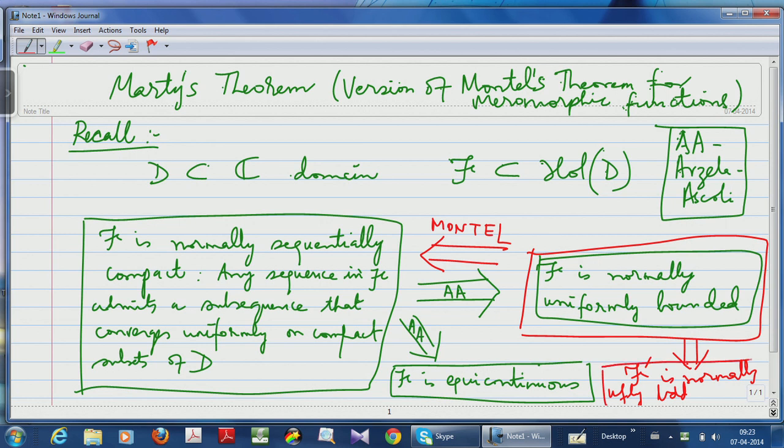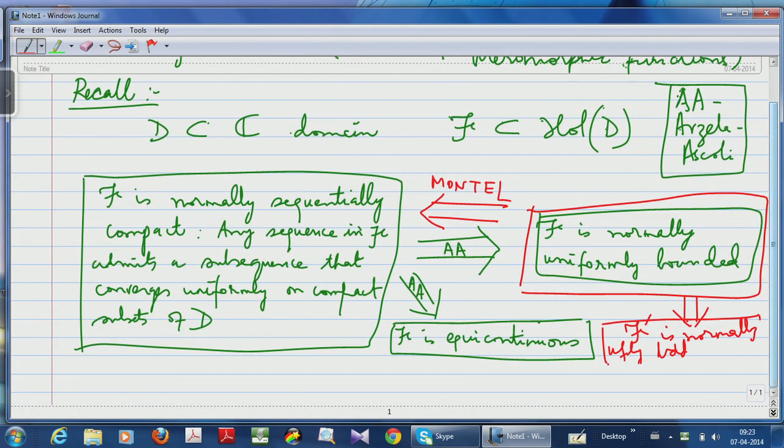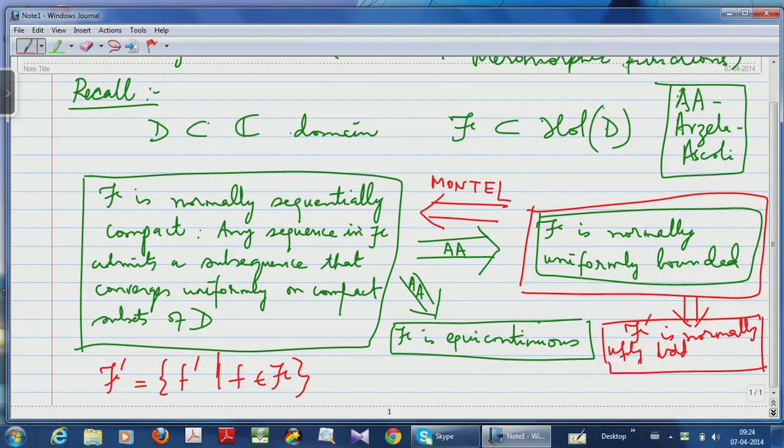So when I write f prime, I mean all those derivatives of functions f which are in script f. So script f prime is just the derivatives of functions in script f. And mind you, the functions in script f are all analytic. Therefore, if you take a function which is analytic, then all orders of derivatives of that function exist and they are also analytic. So script f prime is also a bona fide family of holomorphic functions on the same domain. And the point is that that is normally uniformly bounded.